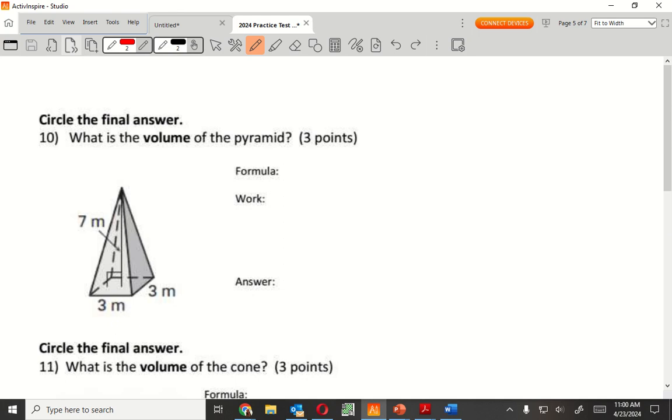Volume of the pyramid. So this one, how would I do this one? 1 over 3 base, capital B times height. So the area of the base is going to be that middle one. So it's 1/3 my 3 times 3, 9. 9 times the height, which is 7. So that's going to give me 21.